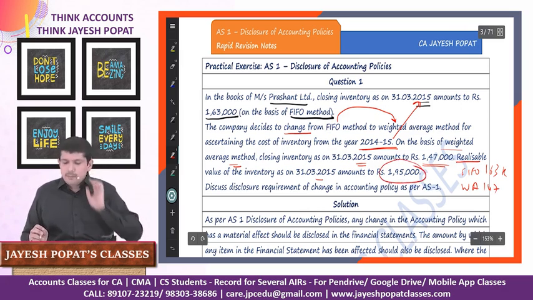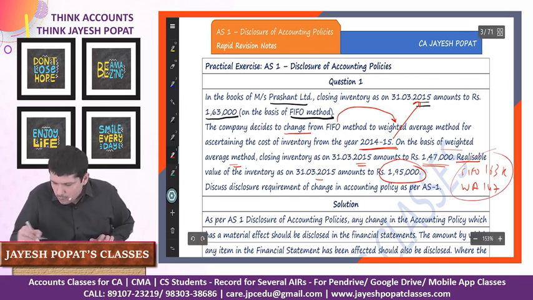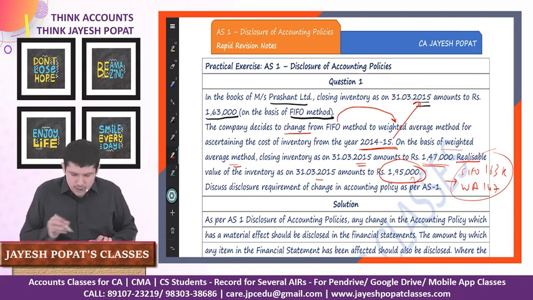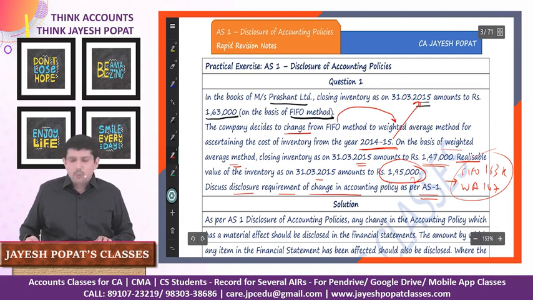So there is no problem because inventory is valued at cost or net realizable value, whichever is lower, right? So cost is lower than NRV, so we don't need to look at NRV. We'll have to value it at cost. Discuss disclosure requirement of change in accounting policy as per accounting standard 1.